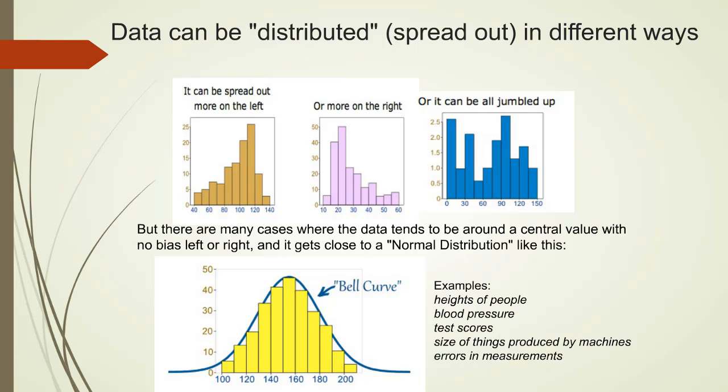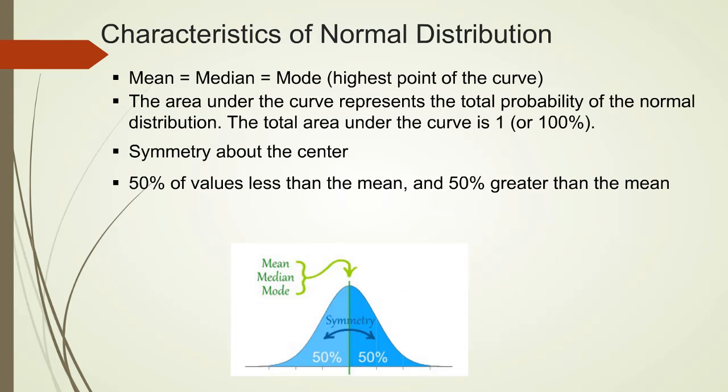Some examples of normally distributed variables include, but are not limited to, height, blood pressure, test scores, size of things produced by machines, and measurement errors. There are an uncountable number of normal distributions out there. They all follow some kind of bell curve.